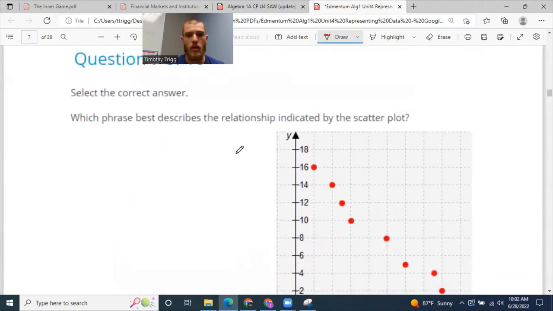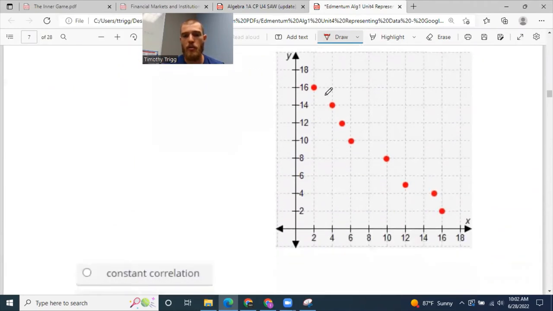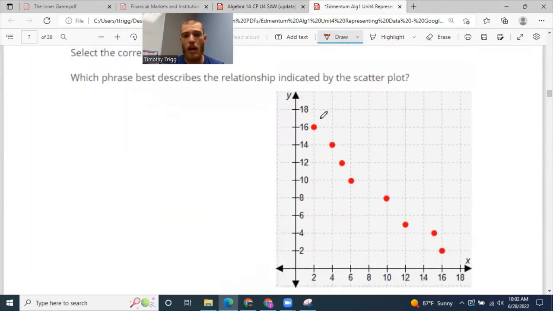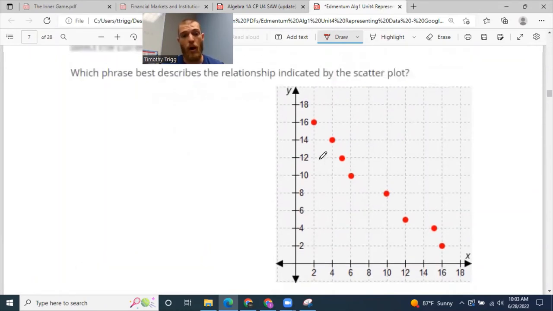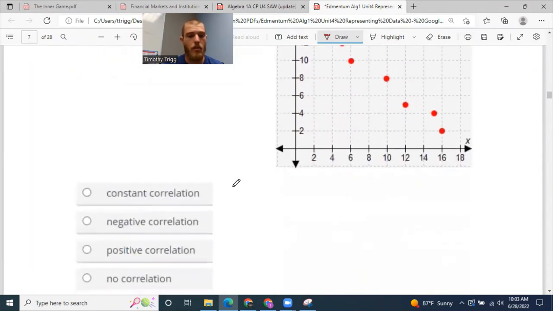Which phrase best describes the relationship indicated by a scatter plot? So would this be a positive correlation, a negative correlation, or no correlation at all? Well, hopefully you can see as the X variable increases, the Y variable decreases. So that would be a negative correlation.